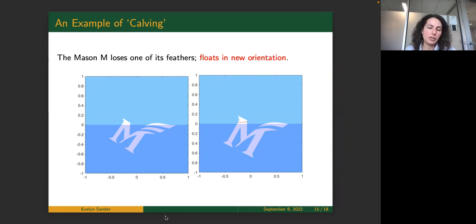And this is an example of what in the case of an iceberg is called calving, where losing some piece abruptly changes the stable floating configuration. And so you expect to see it move quite a bit as a result of losing its, in this case, feather, but in general, a chunk of the iceberg.